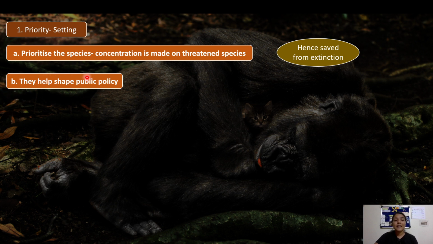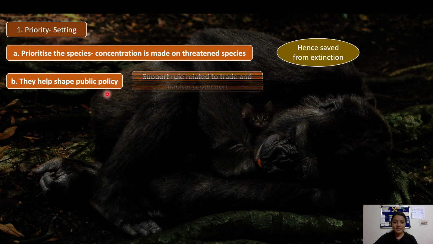Second point is they help shape public policy. So, public policies are shaped by the Red Data Book, because once the Red Data Book gives a list of the threatened species, the government gets to know that okay, this species in our state or in our country is threatened. So now rules will be made related to their trade and habitat protection.